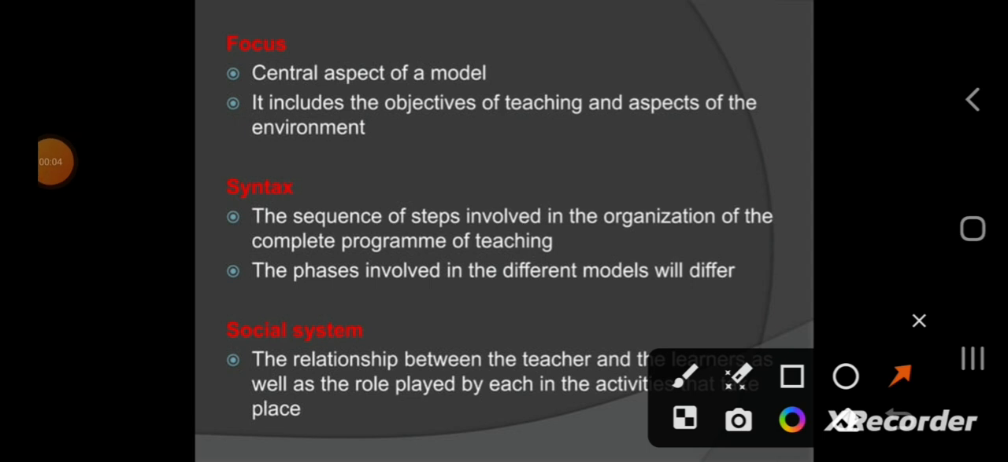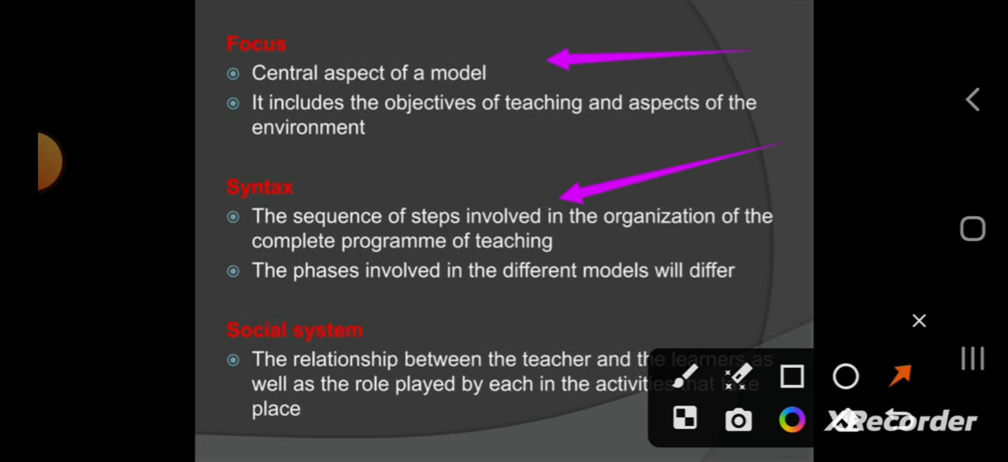Focus. Central aspect of the model. The focus is the core purpose or aim of the teaching model. It defines what the model seeks to achieve in terms of educational objectives. This includes not only the specific goals of teaching but also how the environment, such as classroom settings, resources, and overall learning atmosphere, supports these goals. The focus ensures that all elements of the model align with its intended outcome.